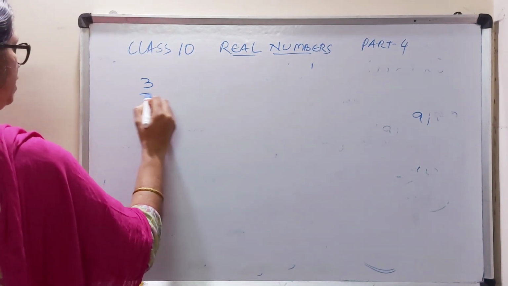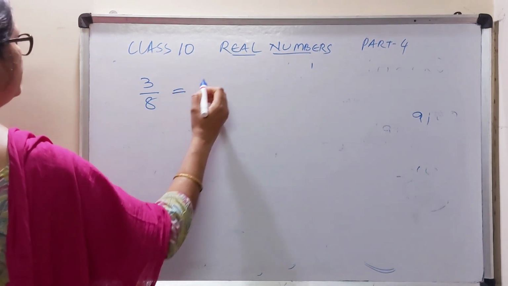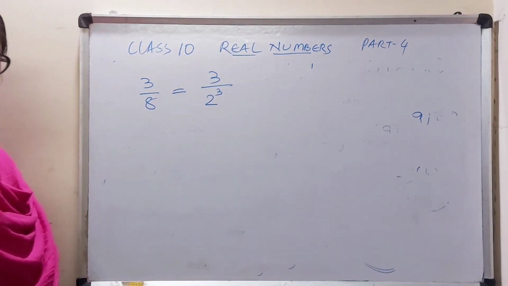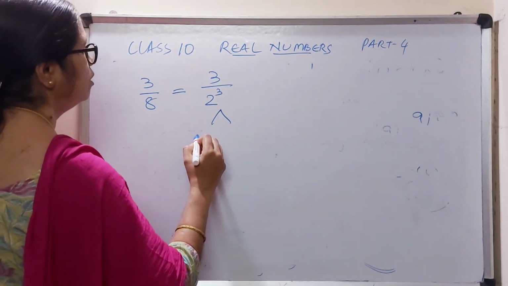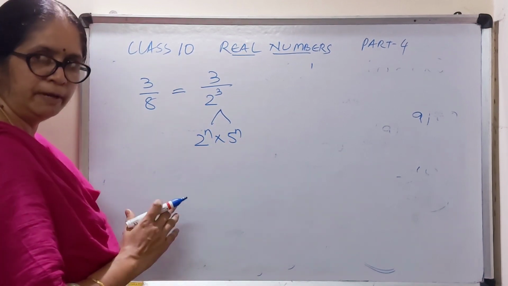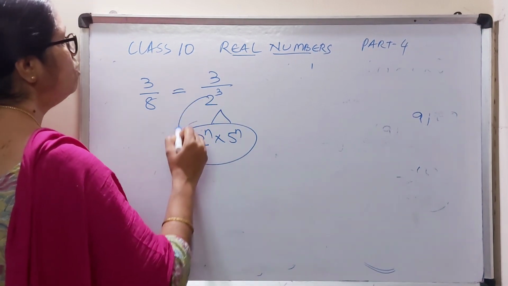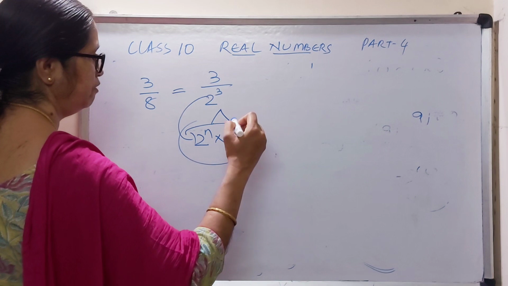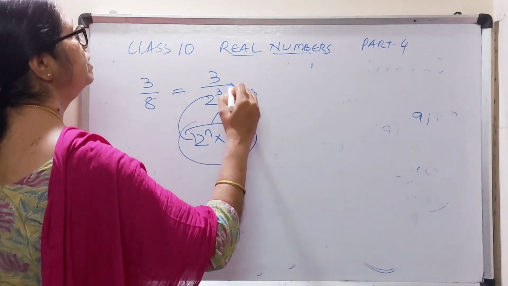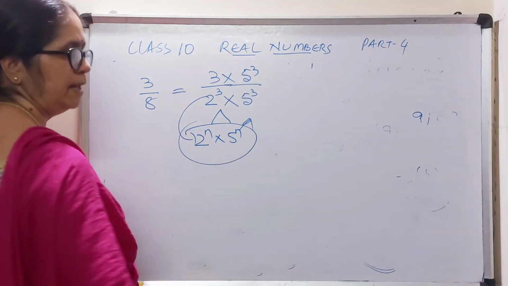Say for example I got 3 by 8. How do I write this 3 by 8? I write it as 3 by 2 cube. But what I want here is 2 to the power of n into 5 to the power of m as my denominator. I already have 2 to the power of n, so where is 5 to the power of m? So what I do is, I multiply and divide by 5 cube, 5 on top and bottom.